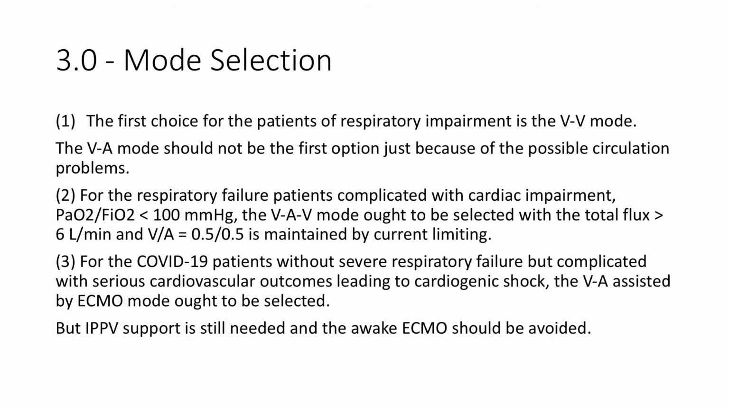3.0 Mode selection. 1. The first choice for the patients of respiratory impairment is the VV mode. The VA mode should not be the first option just because of the possible circulation problems. 2. For the respiratory failure patients complicated with cardiac impairment, PaO2/FiO2 less than 100 mm of mercury, the VAV mode ought to be selected with the total flux greater than 6 litres per minute and the V/A equal to 0.5 to 0.5 maintained by current limiting.